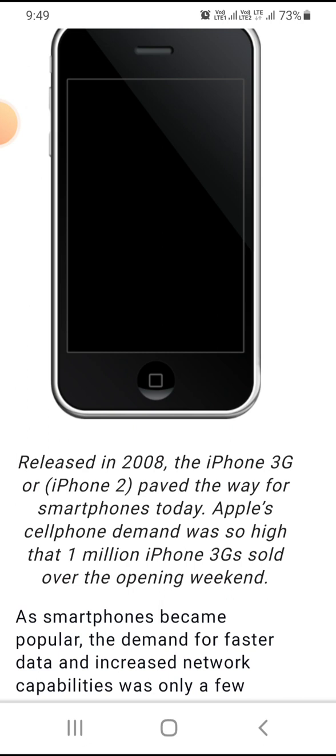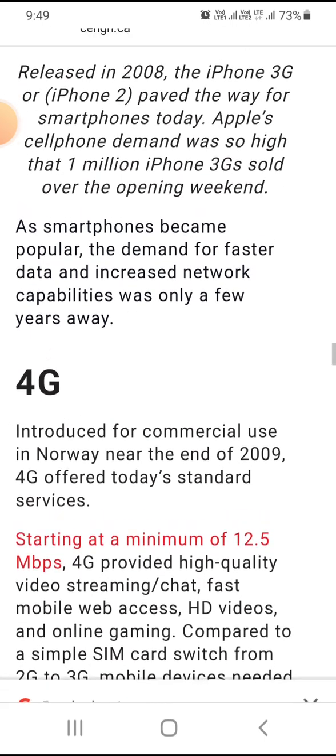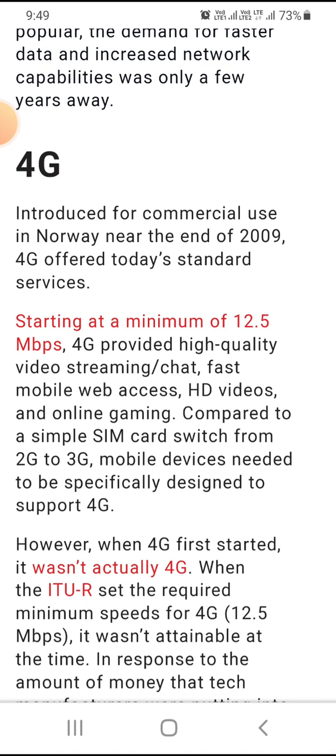So, as smartphones became popular and the demand for faster data increased, the next network was only a few years away. Now 4G came, introducing commercial use in Norway near the end of 2009. 4G offered today's standard services, starting at a minimum of 12.5 Mbps. 4G provided high quality video streaming, chat, fast mobile-based access, HD videos and online gaming. Compared to the simple SIM card switch from 2G to 3G, mobile devices needed to be specifically designed to support 4G.